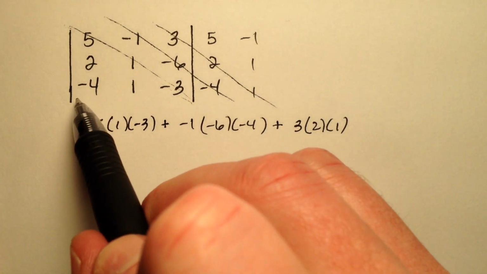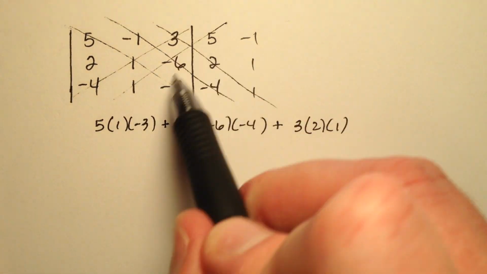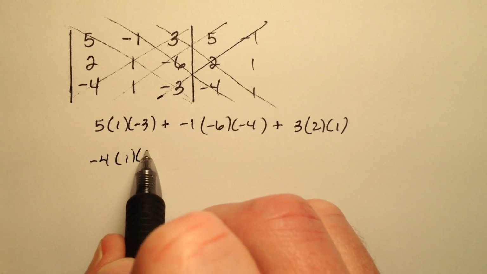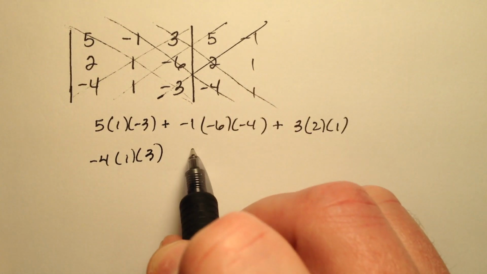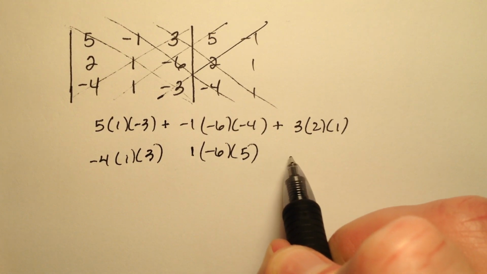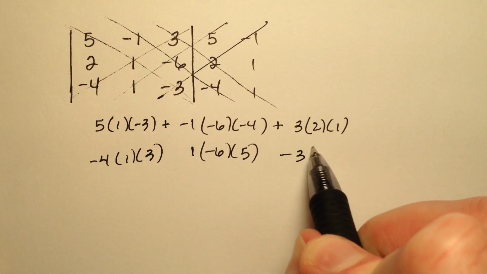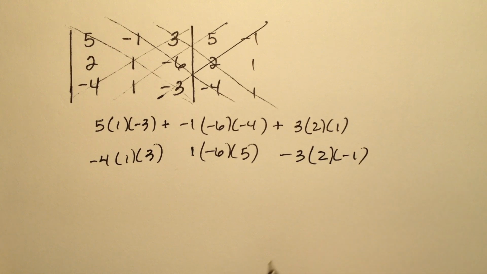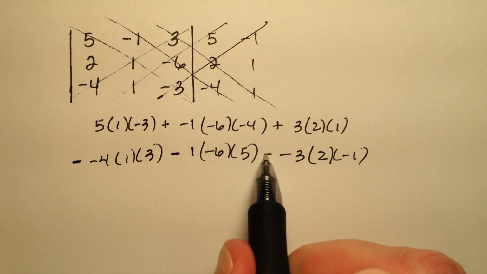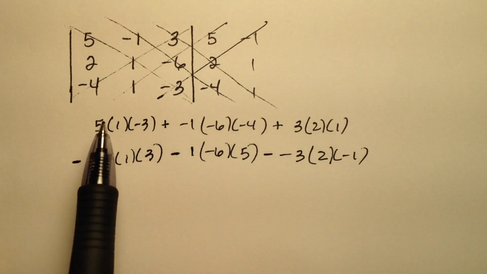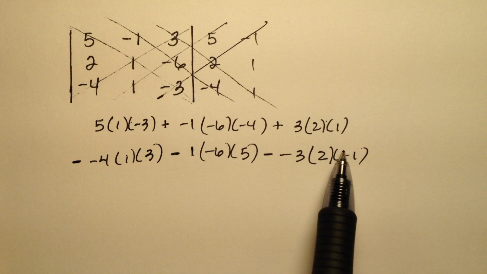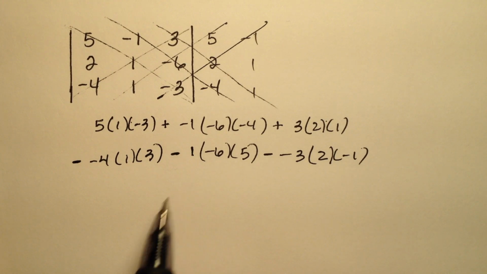And then my minors, I'm going to work back this other way, and I have negative 4 times 1 times 3, and 1 times negative 6 times 5, and finally, negative 3 times 2 times negative 1. And all of these are going to be subtraction. So I have a lot of little terms here. I need to take all these products and then add or subtract them as indicated.